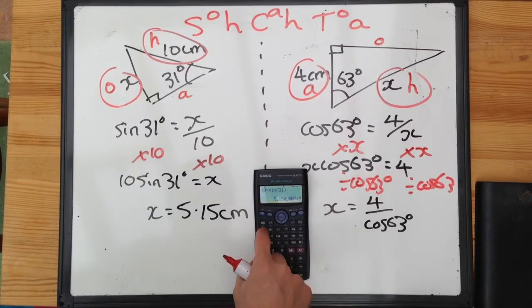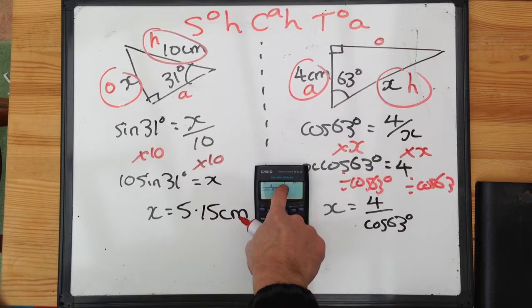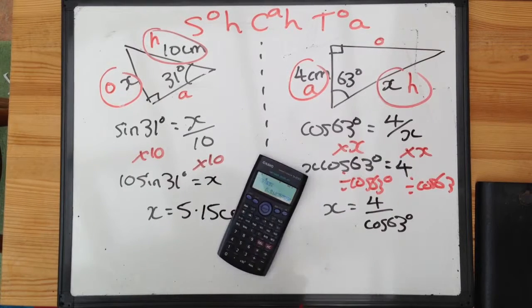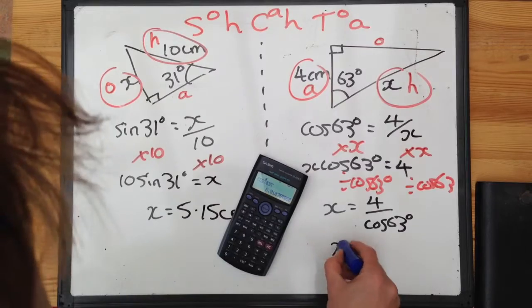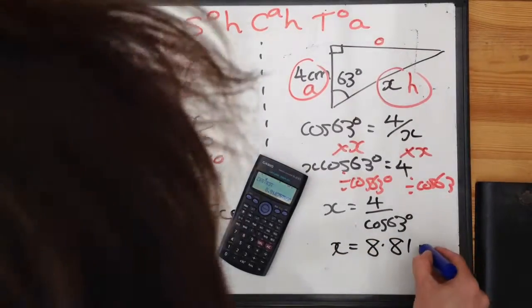So with our calculator, use the fraction button, 4 on the top, cos 63 on the bottom. I didn't mention this before, but make sure you've got the little D in your display there to make sure it's doing the right thing. Press equals, and to three significant figures, our value of x is 8.81 centimetres.